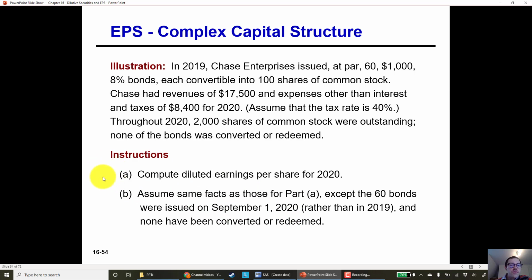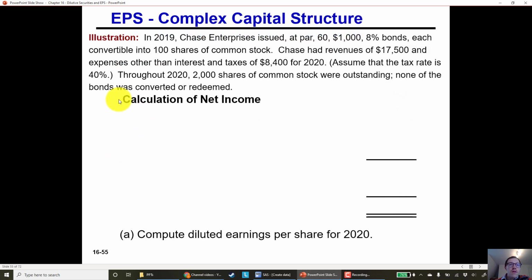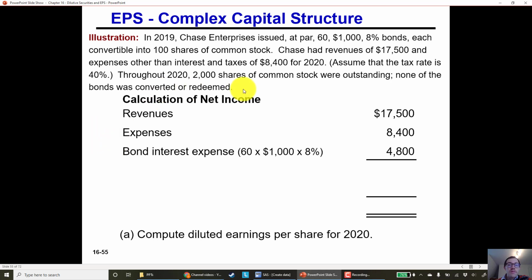Okay, let's do part A first. So to calculate net income, obviously they gave us revenues, they gave us expenses. Okay, so we have income before interest and taxes. They didn't give us the interest expense, but it's pretty easy to calculate. All right, we have the $1,000 bonds. You have 60 of them, so $60,000 at 8%, and so $4,800 would be the interest. So here we have interest. We have income before taxes here, and then the tax.